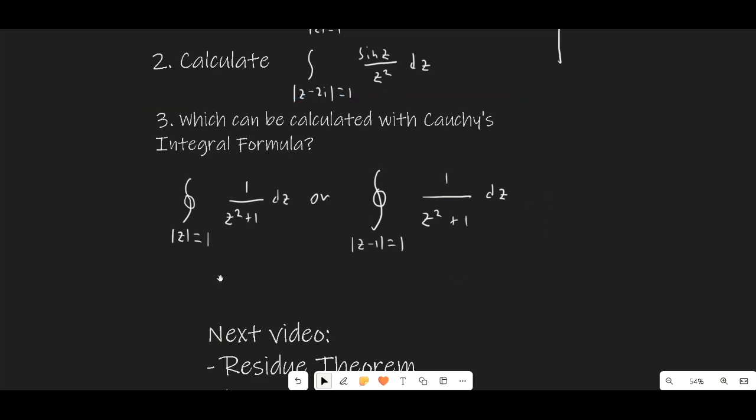And then for problem 3, you're going to tell me which of these integrals can be calculated using Cauchy's integral formula. Reminder that a function has to be analytic everywhere inside the contour to be able to use Cauchy's integral formula. So go ahead and pause and try these 3 problems.